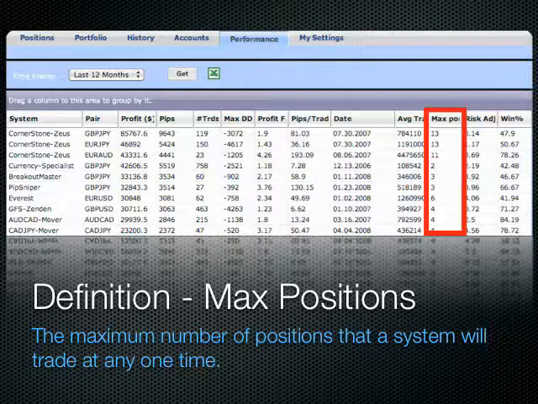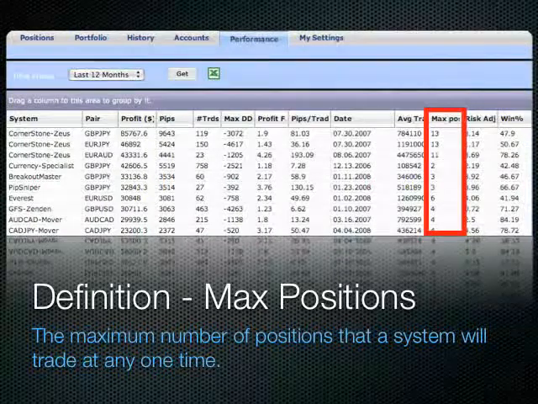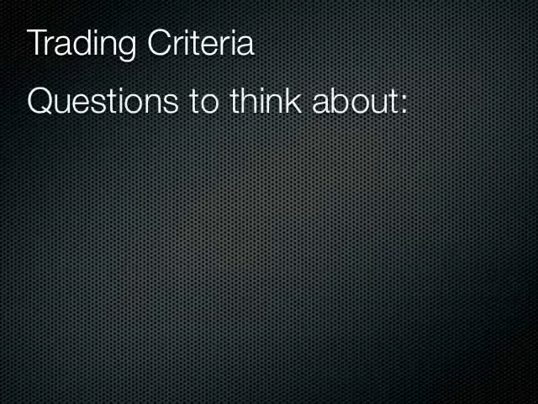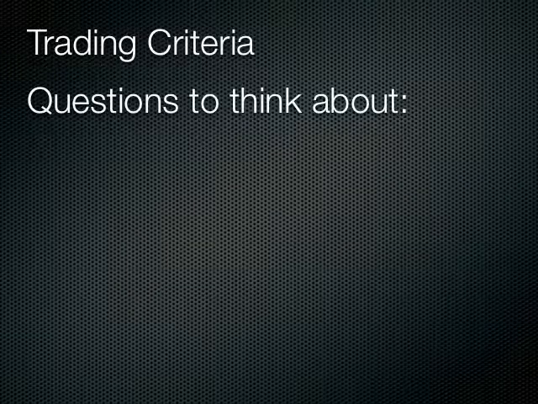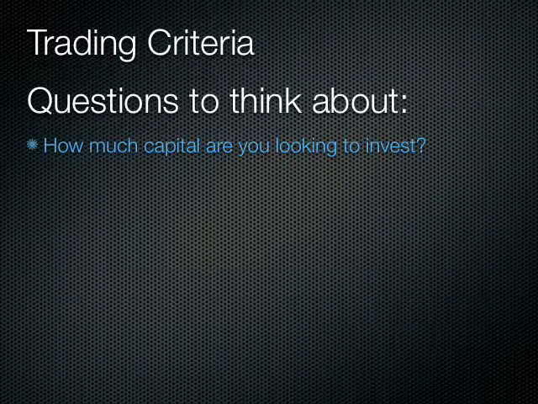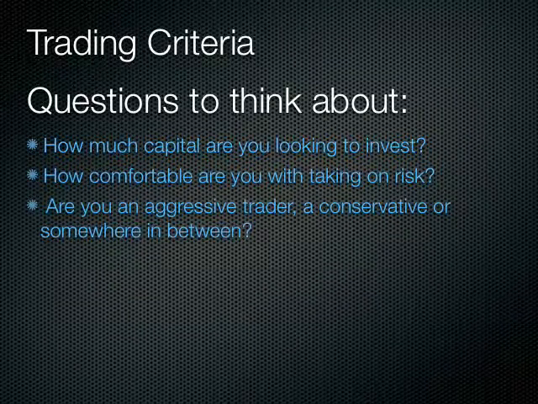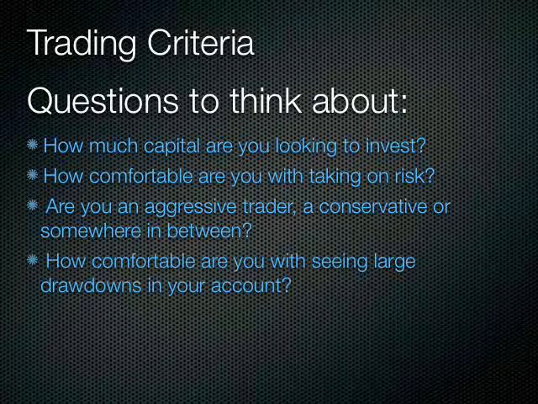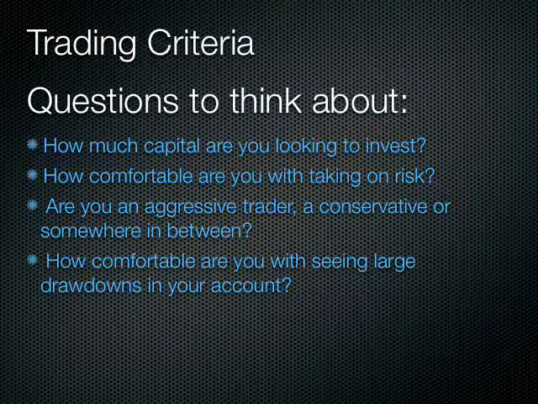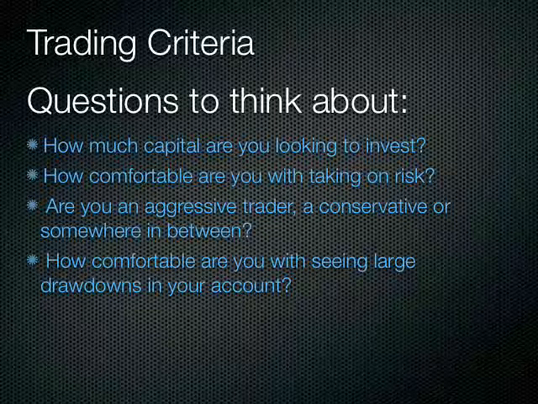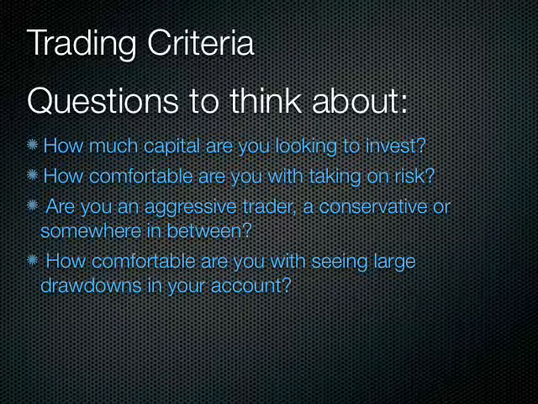Now that we have gone over what each column represents, we need to define our trading criteria. Every trader should have an idea of what his or her trading criteria are prior to building a portfolio. Some questions that might be helpful in determining these preferences are: how much capital are you looking to invest? How comfortable are you with taking on risk? Are you an aggressive trader? A conservative trader? Maybe somewhere in between? How comfortable are you with seeing large drawdowns in your account? Once you have determined your own criteria, you can begin sorting the systems and only consider those that match your preferences.